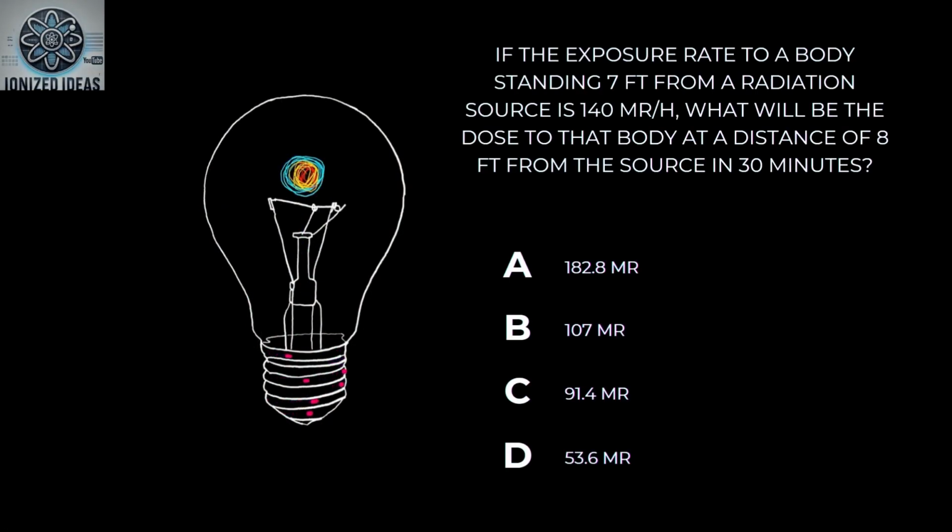If the exposure rate to a body standing 7 feet from a radiation source is 140 mR/h, what will be the dose to that body at a distance of 8 feet from the source in 30 minutes? A. 182.8 mR, B. 107 mR, C. 91.4 mR, D. 53.6 mR.